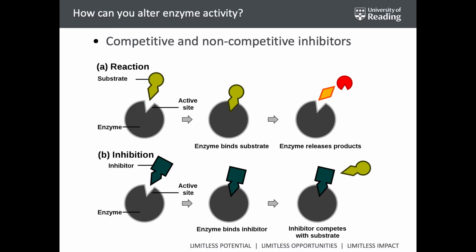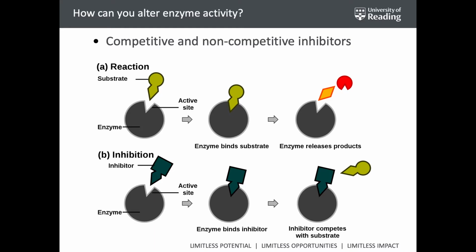This is the normal situation where the substrate binds to the enzyme in the active site. The enzyme binds it, changes shape, and catalyzes a chemical reaction, releasing the products. Essentially, what we're doing in terms of targeting enzymes in drug discovery is looking to block or modify that process. There are a number of ways in which we can do this. At a fundamental level, we're generating small molecules which can bind that active site and modify the function of the enzyme.